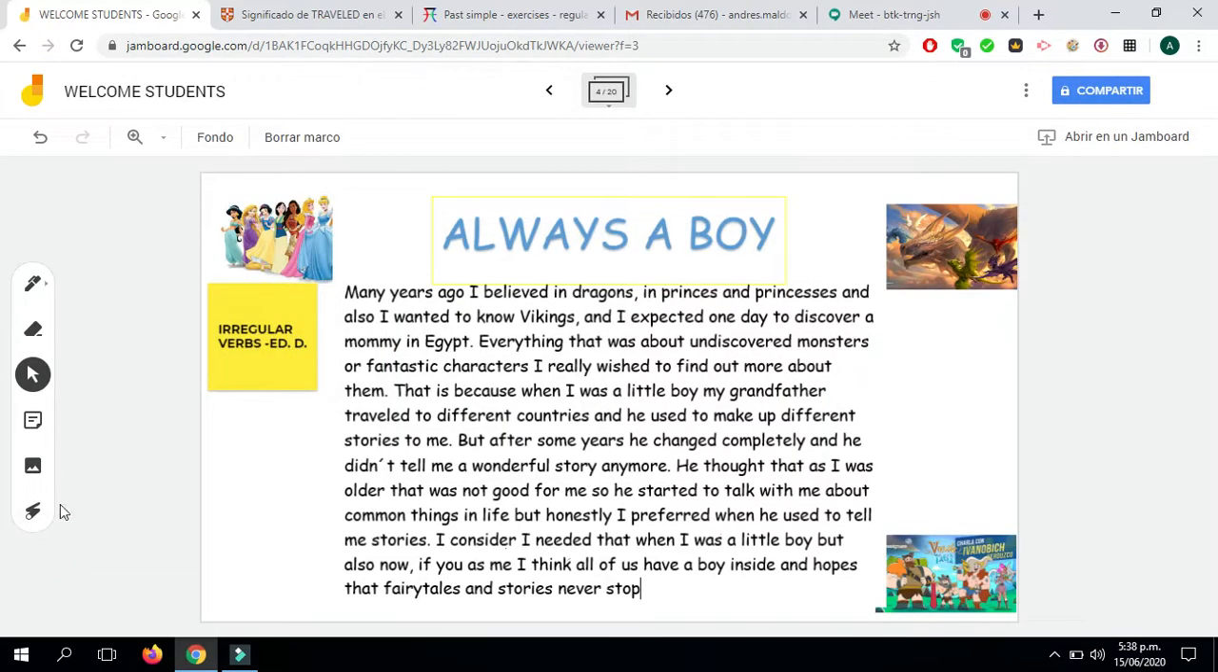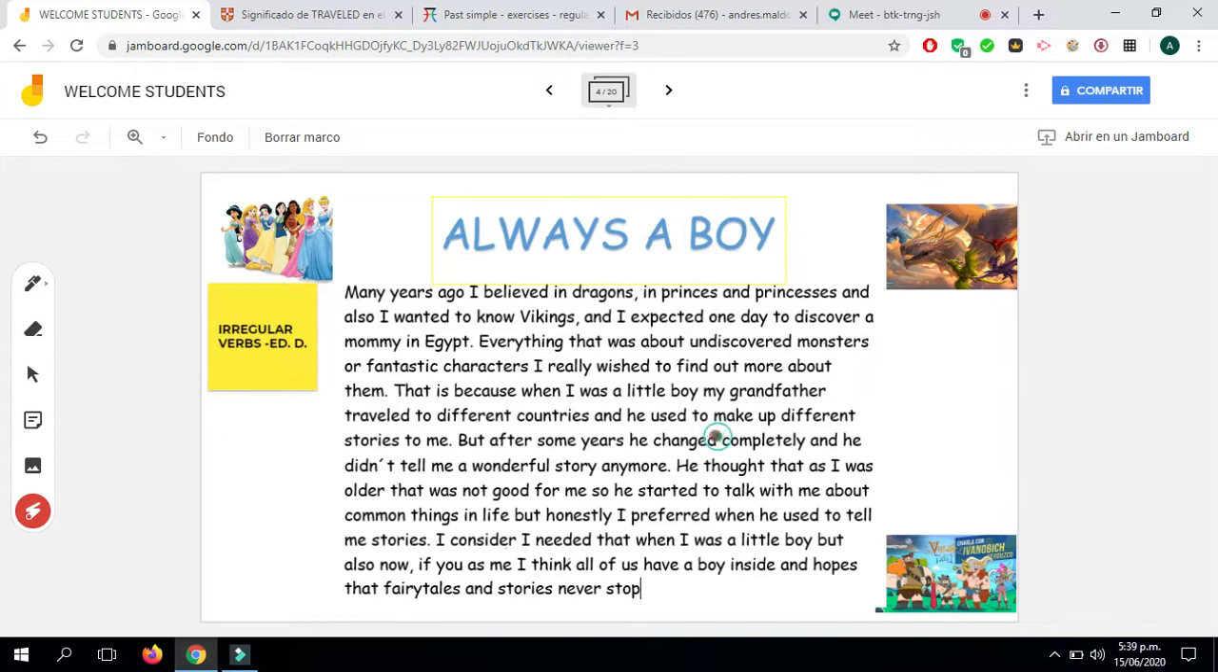Okay, so regular verbs are the ones that finish in ed or d, in most of the cases. For example, travel, change, all these verbs are called regular verbs. Why? Because when I conjugate them to past tense, for example in this story, they are conjugated with ed because we are talking in past. But after some years, he changed.